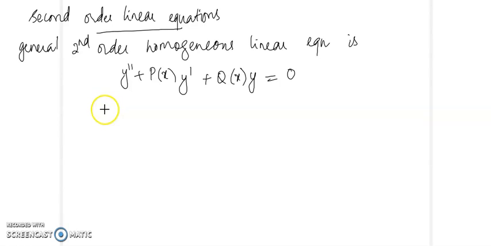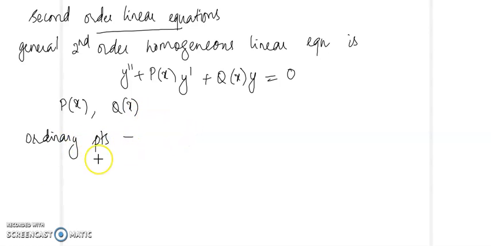And here we have the coefficient functions p of x and q of x. Now the points where the functions p of x and q of x are analytic are called the ordinary points, and the points where these functions fail to be analytic are called the singular points. So when we find the power series expansion, we will be finding it about the point x0 where x0 is an ordinary point.